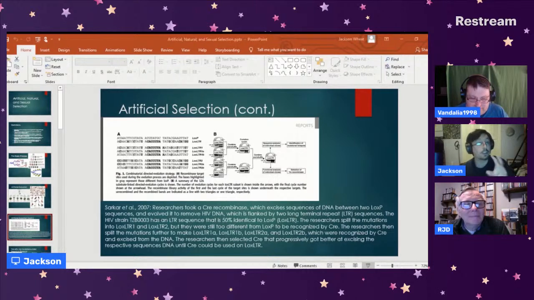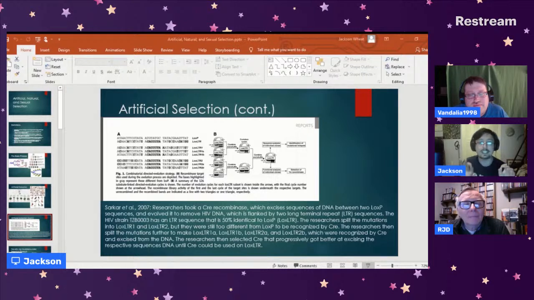So with this one, they were like, okay, it's not working on LOXLTR1 or LOXLTR2, so we'll split the mutations up further. And so they split LOXLTR1 into LOXLTR1A and LOXLTR1B, and they split LOXLTR2 into LOXLTR2A and LOXLTR2B. By splitting those up, they realized CRE recombinase can identify 1A, 1B, 2A, and 2B, and they use that as their baseline.